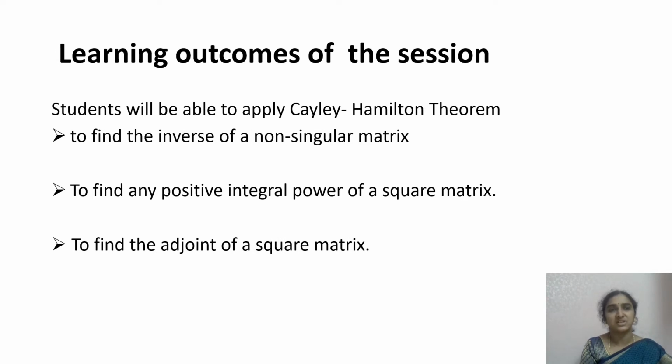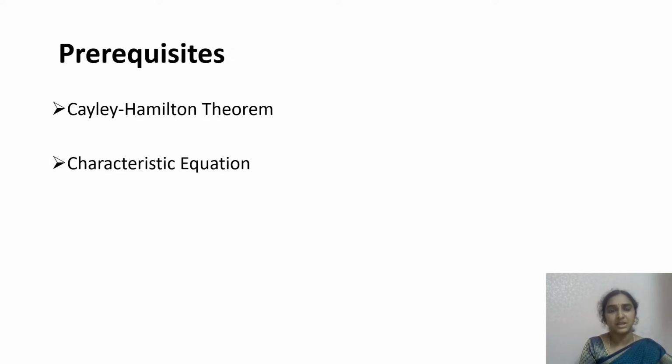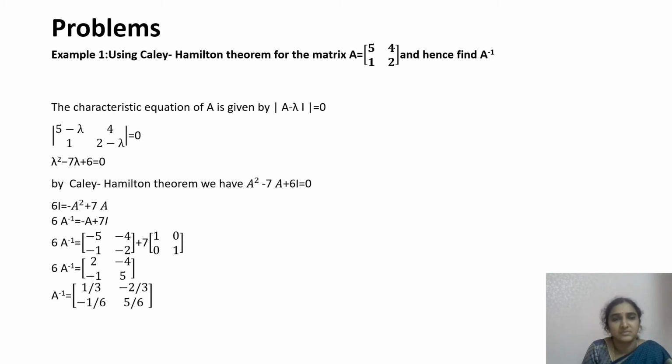From this session, the students will be able to apply the Cayley-Hamilton theorem to find the inverse of a non-singular matrix, to find any positive integral power of a square matrix, and to find the adjoint of a square matrix. Prerequisites are the Cayley-Hamilton theorem and the characteristic equation. Now let us take an example.